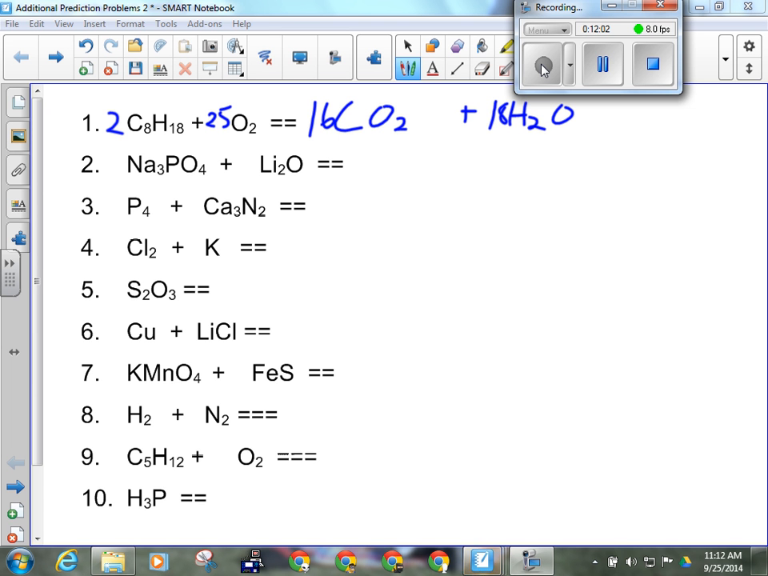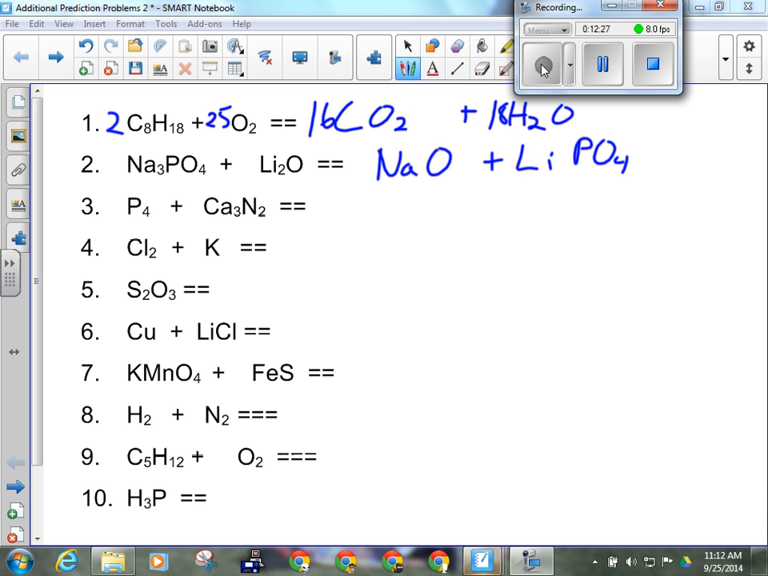Okay, our second one. We've got an ionic compound reacting with another ionic compound. Nick, what would that be? Double replacement. In a double replacement reaction, I simply swap the metals. So I'm going to have Na ending up with oxygen and lithium ending up with phosphate.